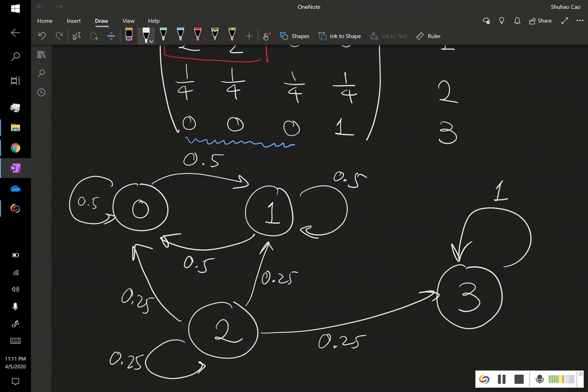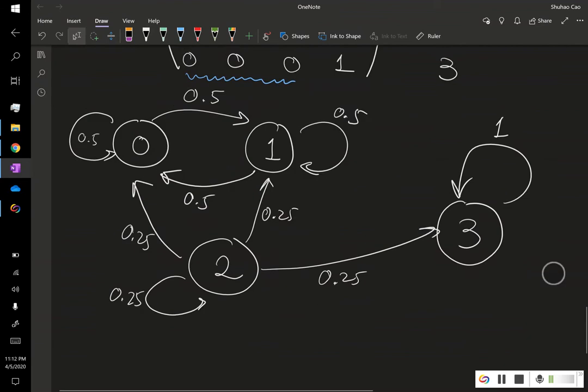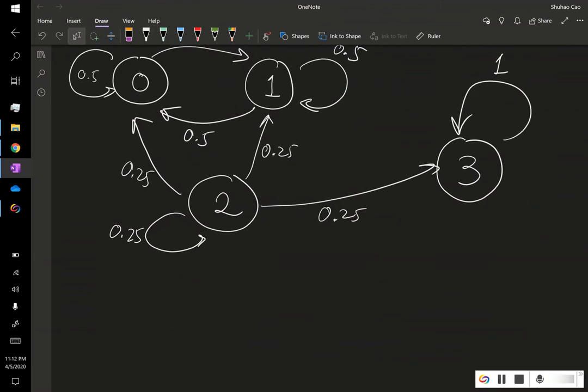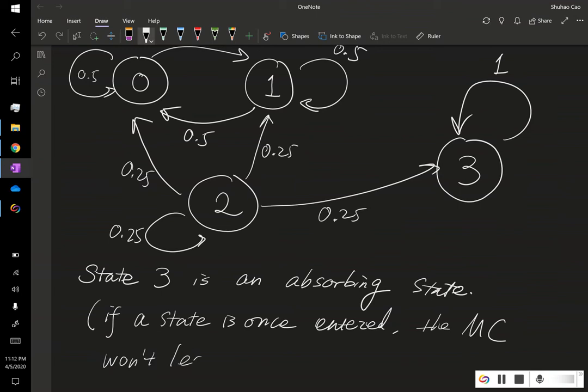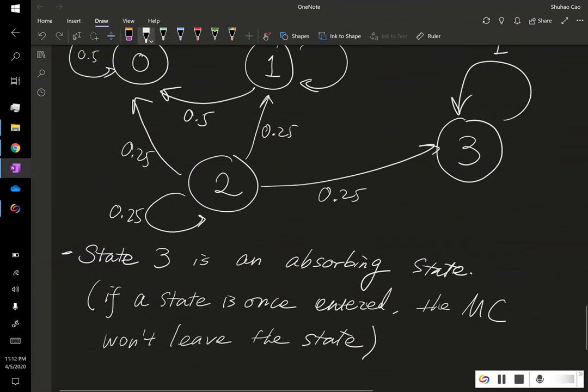We've learned several examples with this type of state, and we actually have a name for it. State 3 is called an absorbing state. An absorbing state is a state that, once entered, the Markov chain won't leave. So state 3 is an absorbing state.